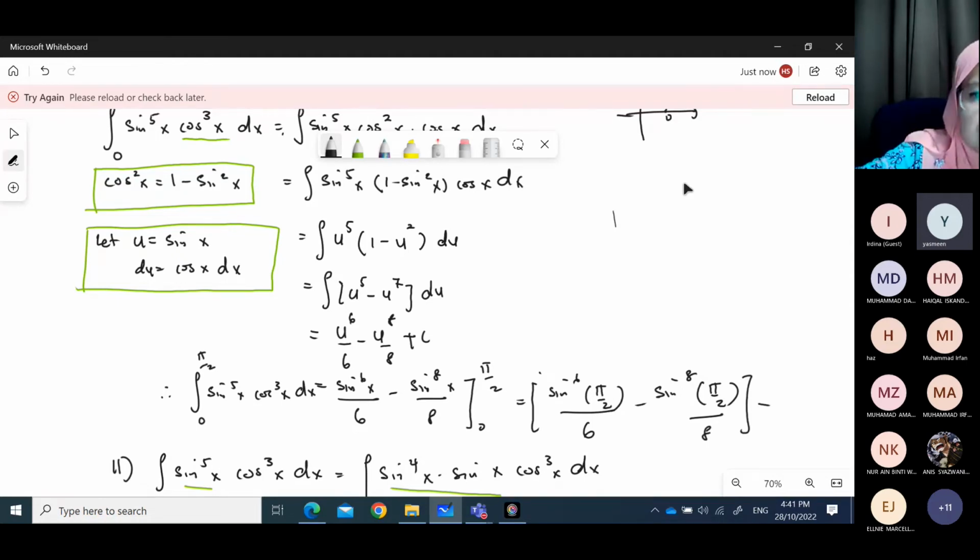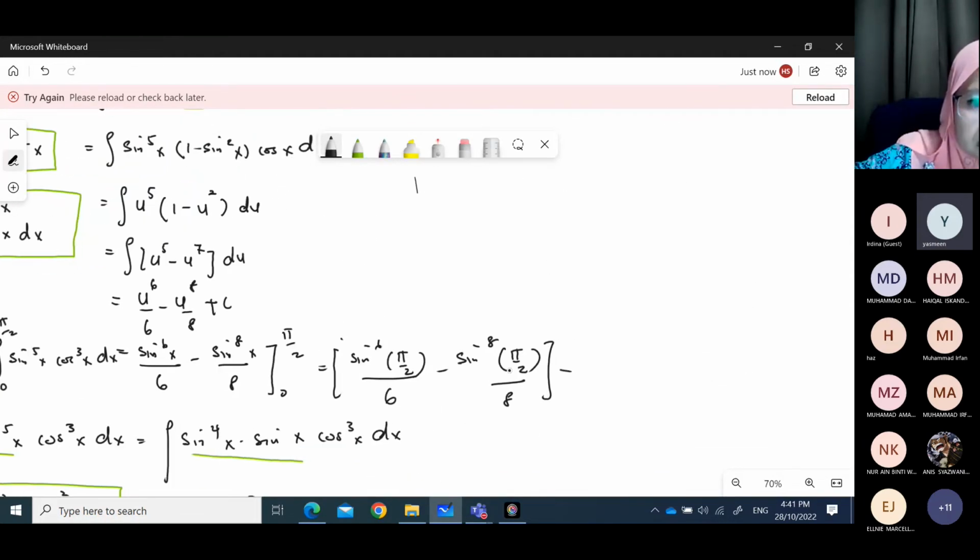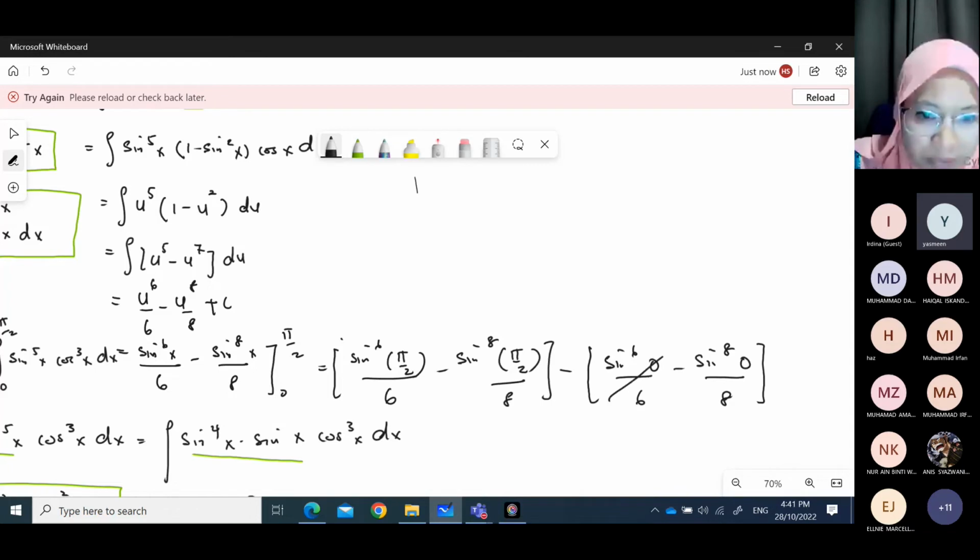Okay, so minus with x equals to 0. So you gantikan dengan kosong. So sin to the power of 6, 0 over 6, minus sin to the power of 8, x equal to 0 over 8. So kat sini you akan dapat, sini dapat apa? Kosong. So the limit approach to 0 for the second term.